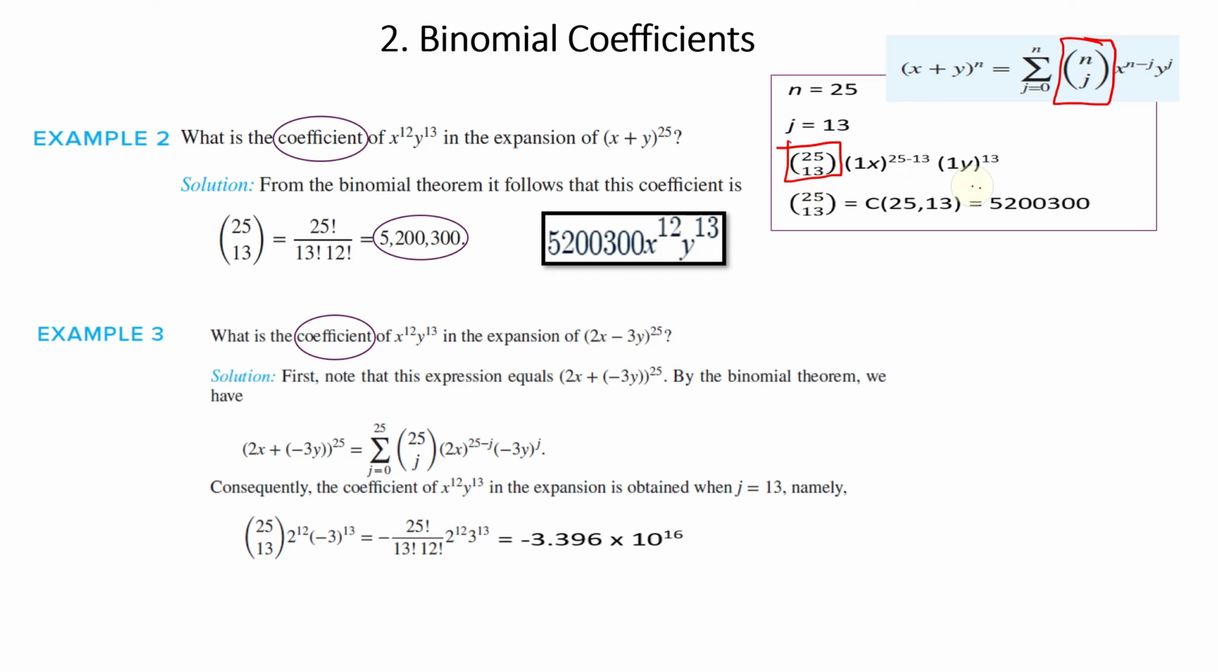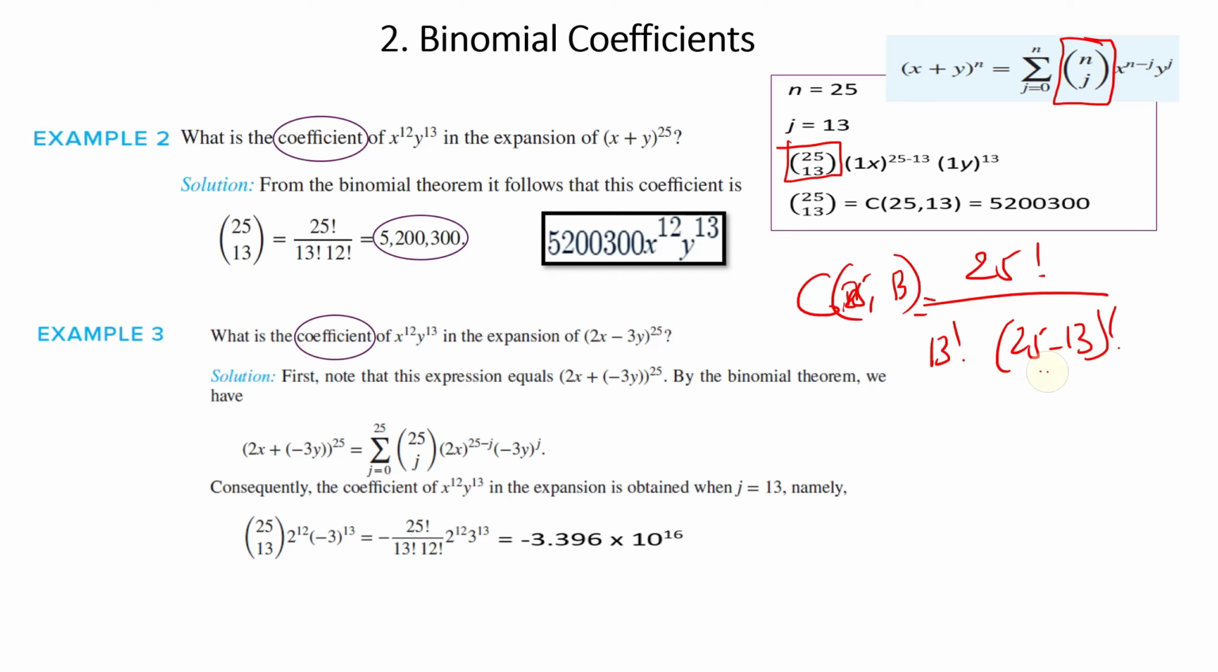And this is basically 25 factorial divided by 13 factorial times 25 minus 13 factorial. This is the formula for the combination, the choice of, sorry, I'm choosing 13 out of 25.